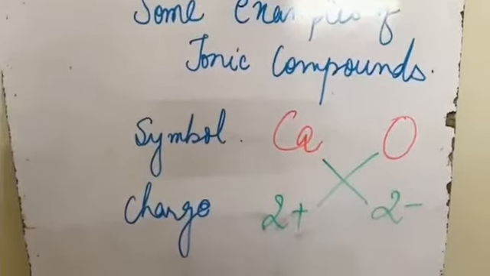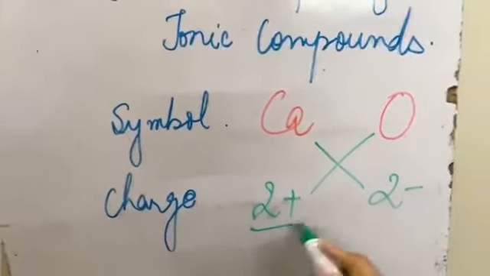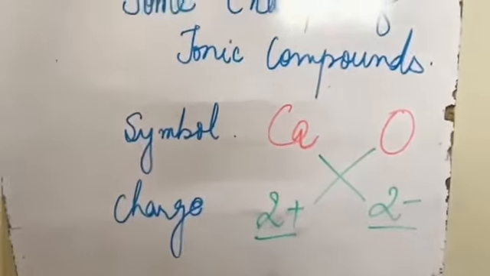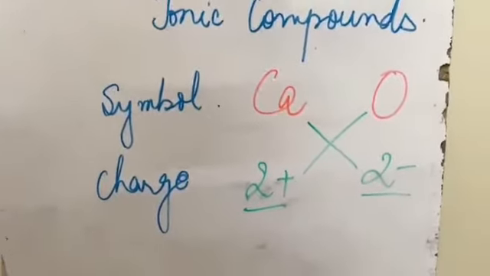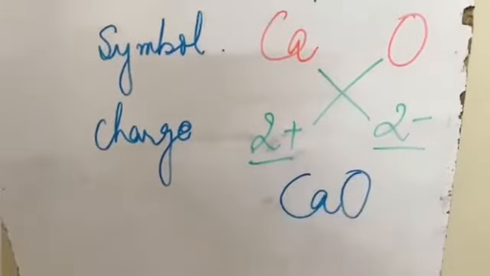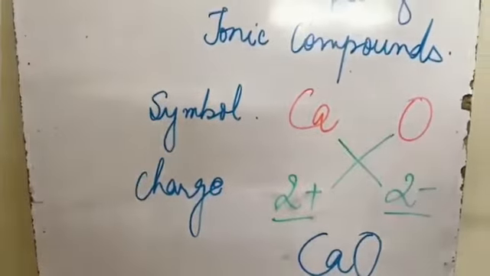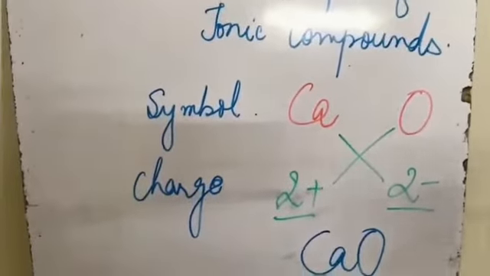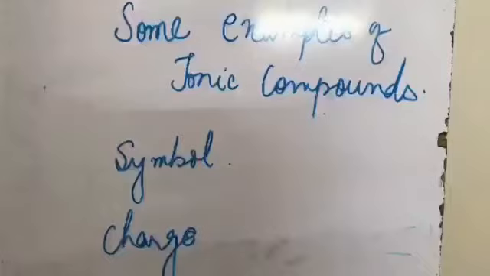Again, you can just cross it to each other and then you will get, see, they both will nullify each other as both are having positive and negative signs. So the formula you will get is calcium oxide. That's simple. We get this ionic compound as we have understood the properties also today, and now we are learning how to write these ionic compounds.